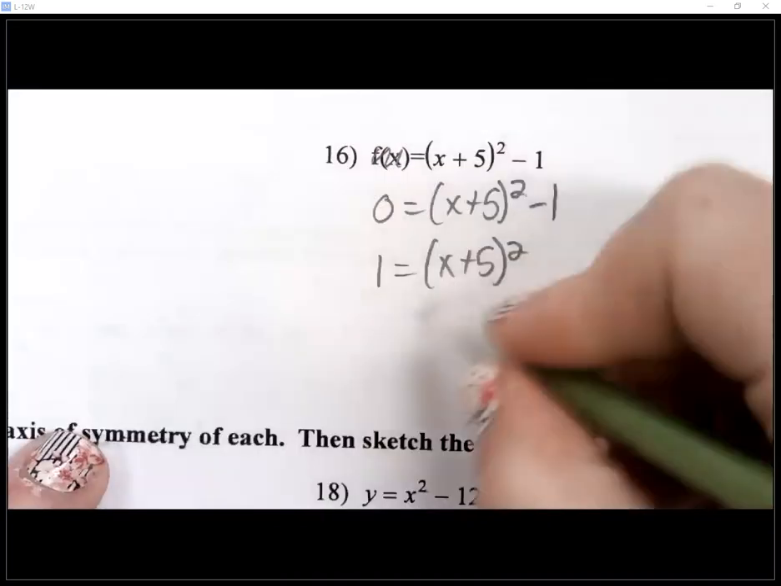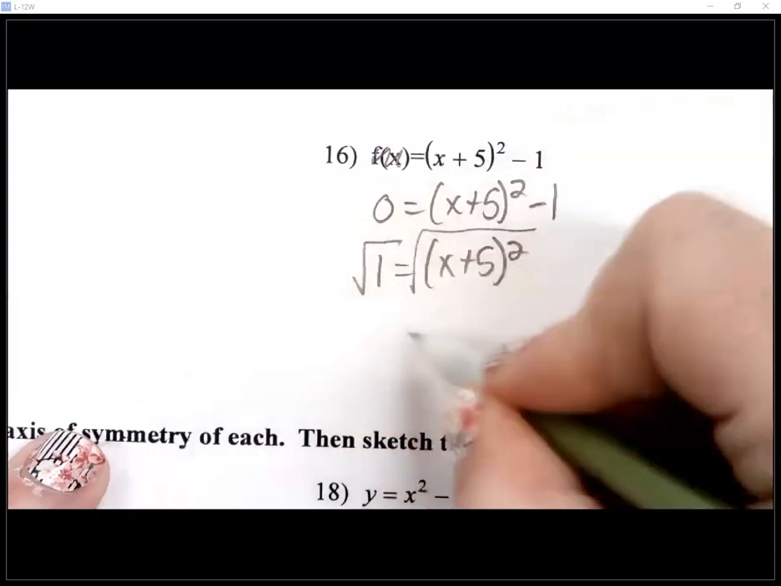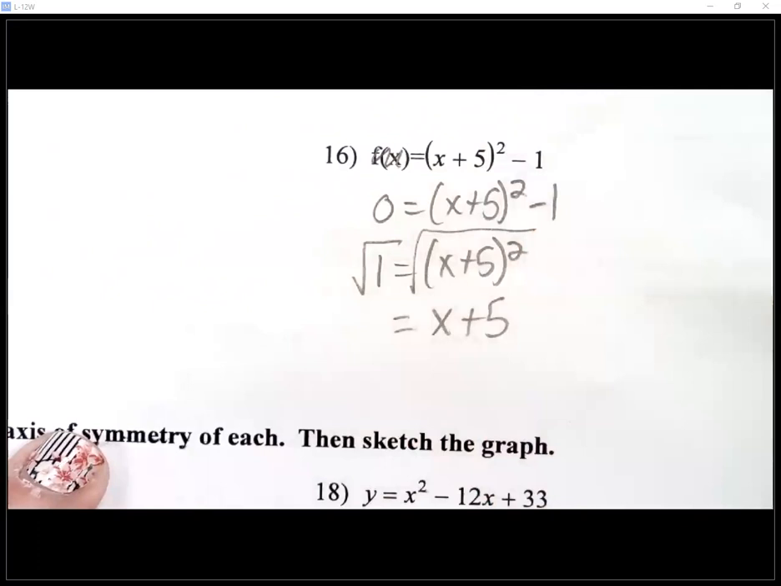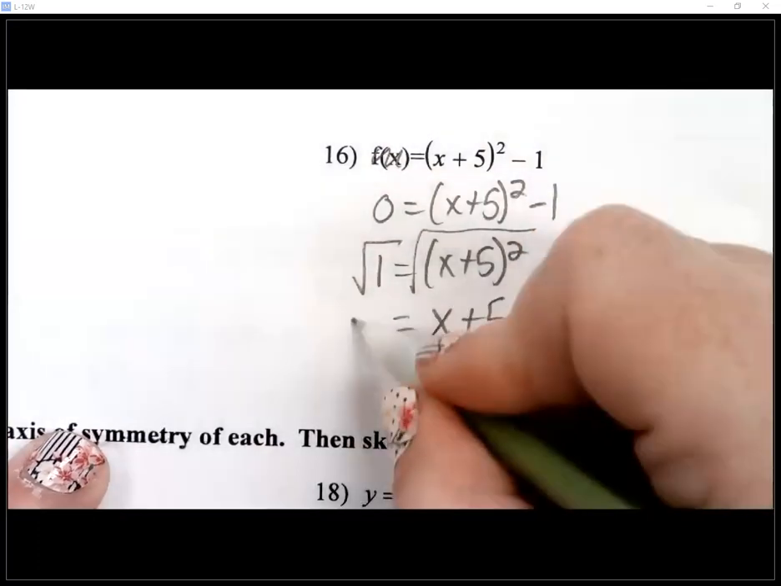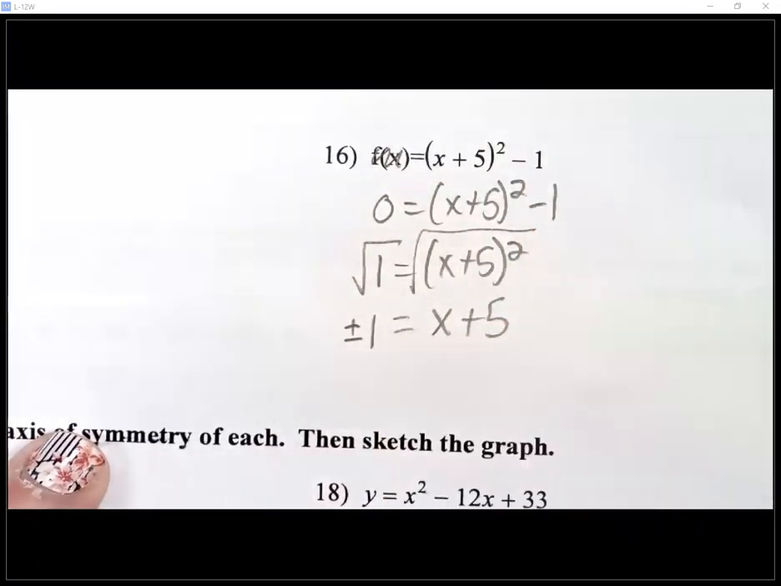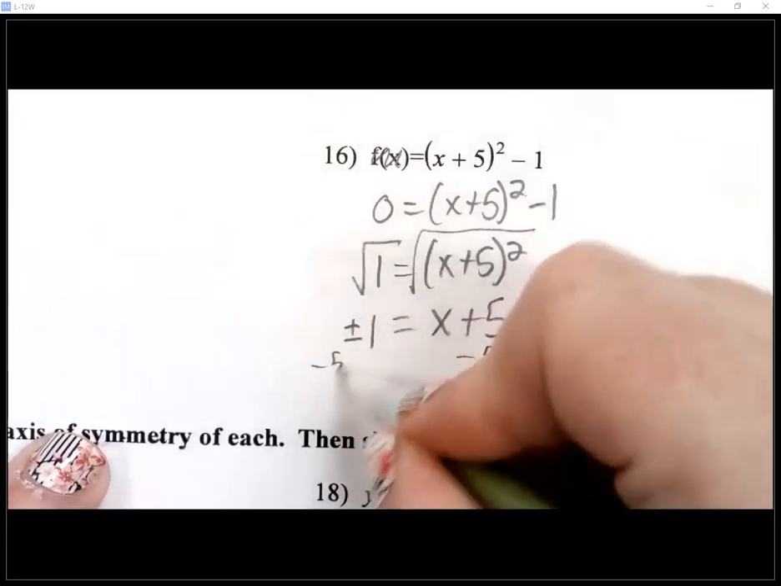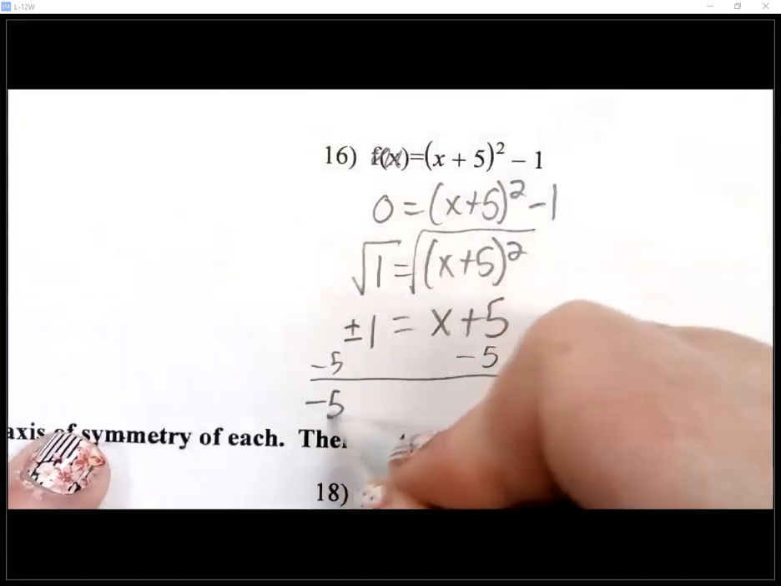Square root of u, square root of u. What's the square root of 1? Plus and minus 1, friends. Oh, don't forget, every time you take a square root, you got to remember both roots. And then all I have to do is minus the 5. So I have -5 plus and minus 1.